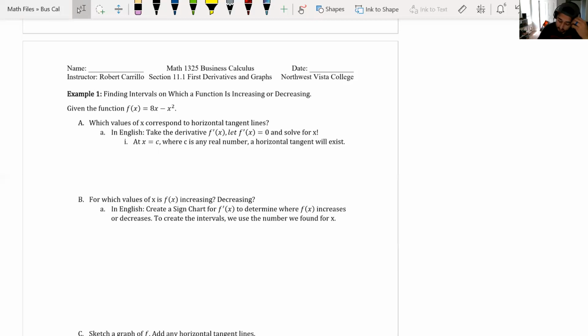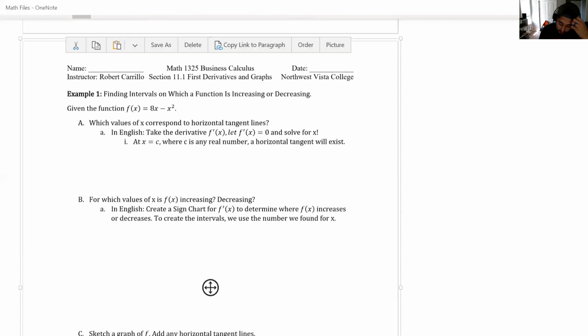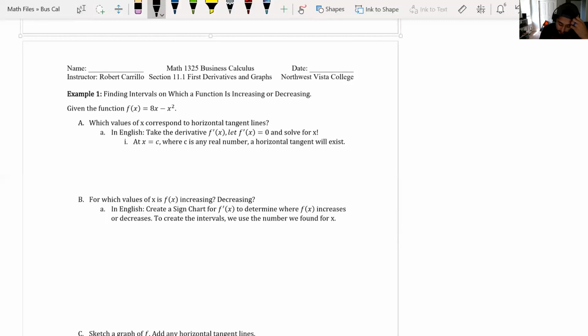And the reason we set it equal to 0 is, if I were to show you a horizontal line, what is the slope of all horizontal lines? The slope of all horizontal lines is 0. So if it says, which values of x correspond to horizontal tangent lines? Well, we're looking for a line whose slope is 0. So this means take the derivative, set it equal to 0 because the slope is 0, because it's a horizontal tangent line, and solve for x. That's it. Make it sound easy, right?